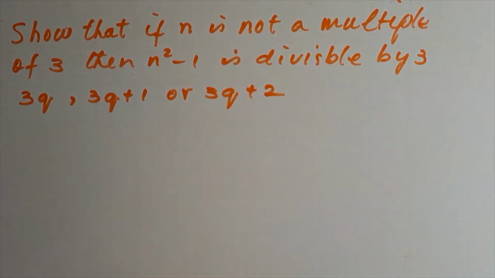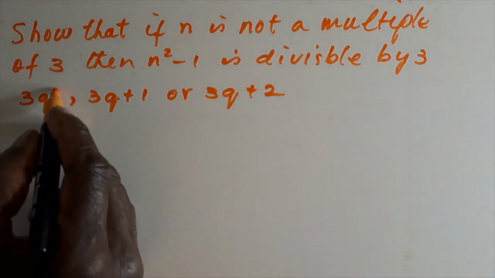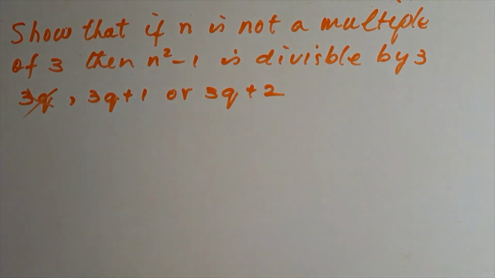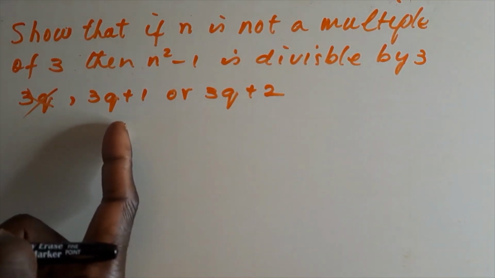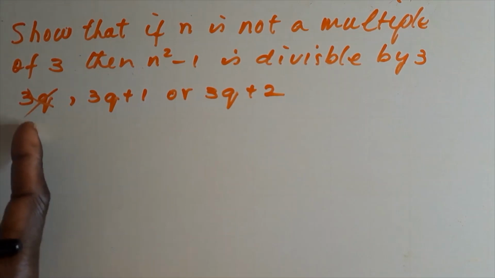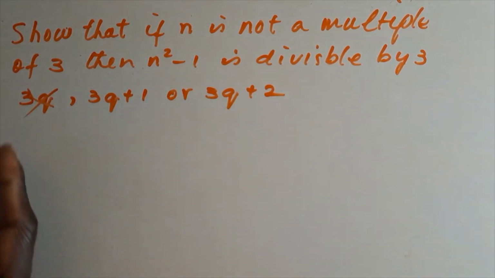But since 3 does not divide n, then 3q is not valid. So this one is not valid, because if 3 doesn't divide n, then n is not a multiple of 3. So we can't have 3q, because these are what are equivalent now to n. N could have either this form or this one, but this one is ruled out, seeing that n is not a multiple of 3.